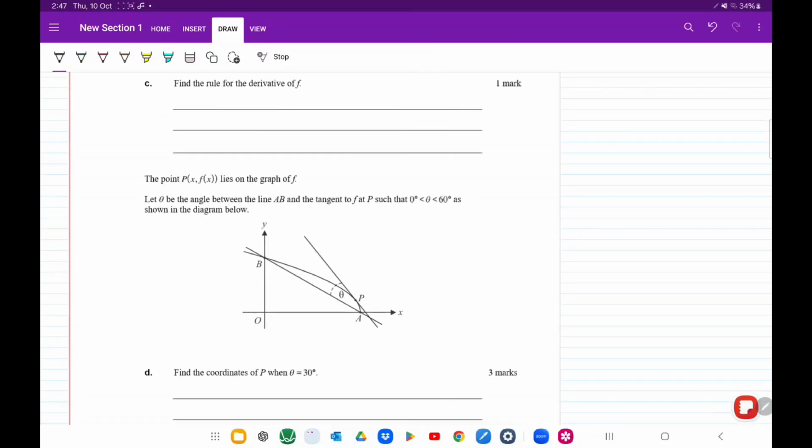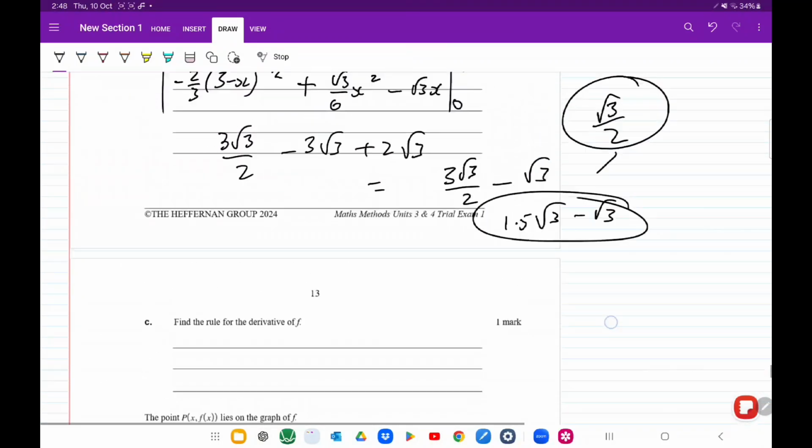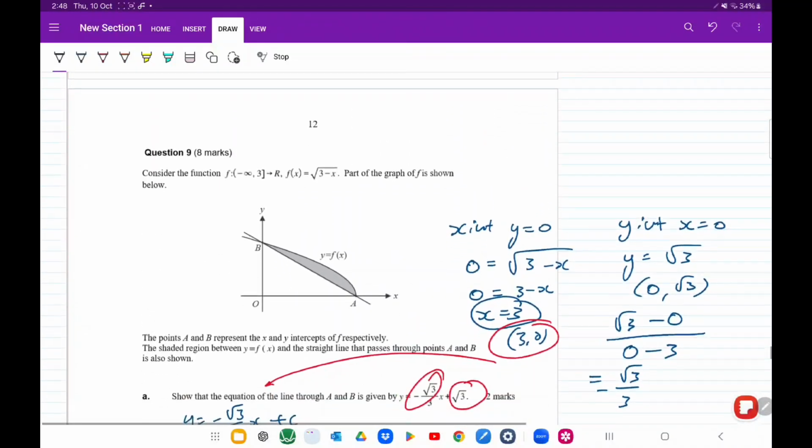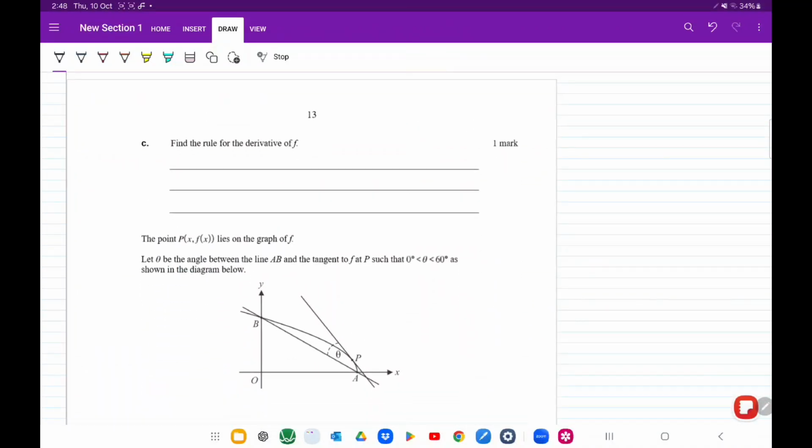Alright, question C says find the derivative of f. So f in this case was root 3 minus x. To find the derivative of this, you get 3 minus x to the power of a half. Chain rule, derivative: multiply down by the power. Okay, but don't forget to multiply by the derivative of the inside.